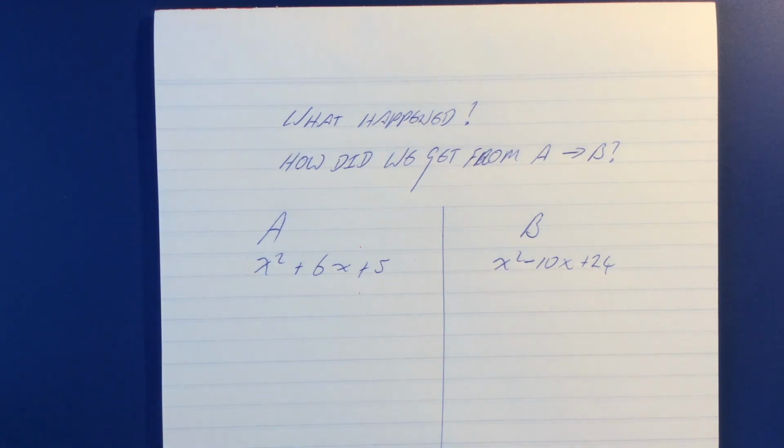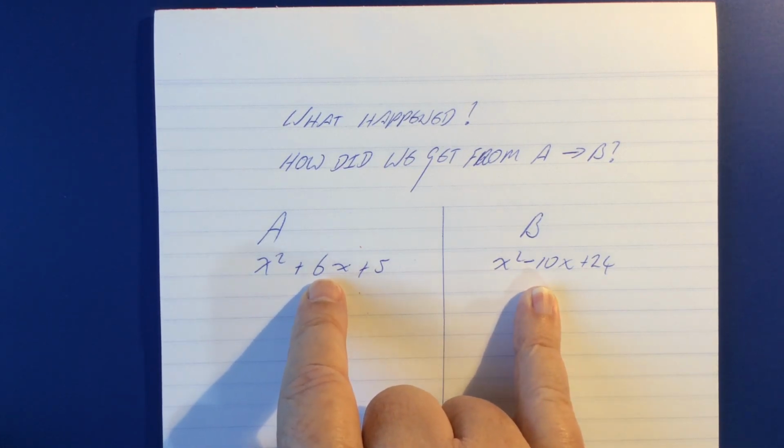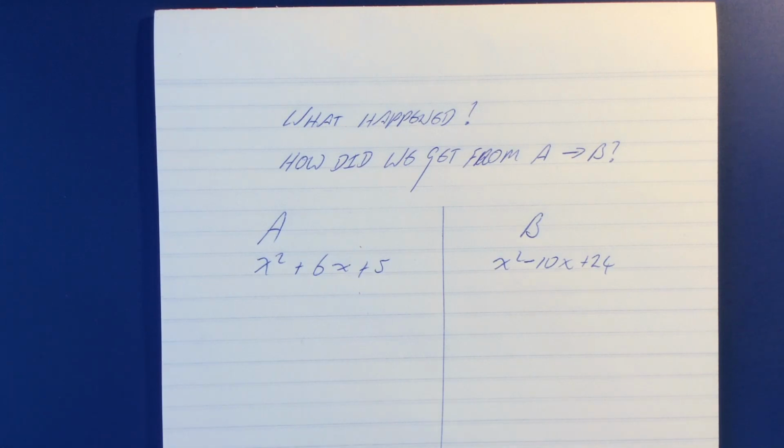And the question today is what happened and how did we get from A to B? So essentially what we're looking at is some form of translation or transformation. And initially we're going to use algebra to sort this out. So a really good way to start is to put both of these into a form in which we can see how they actually look when they're graphed. We could graph them, and in fact we will, but we'll do this with algebra first.